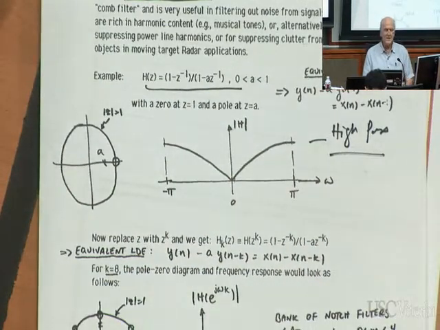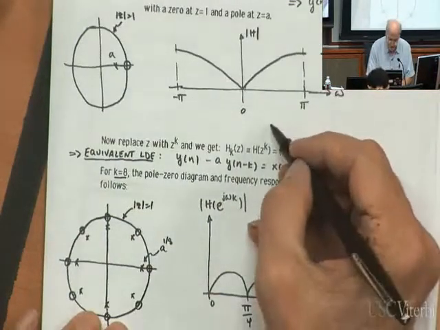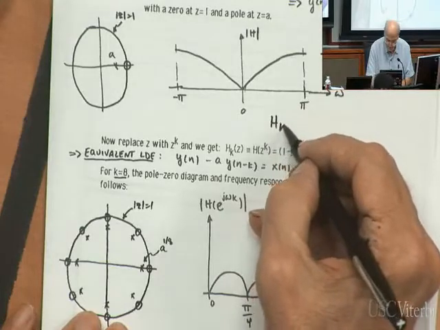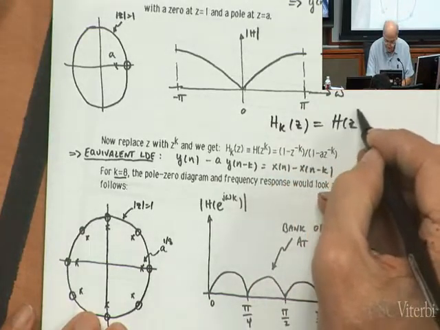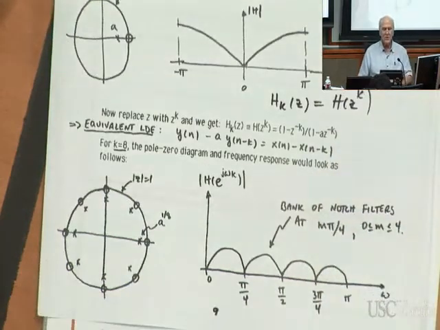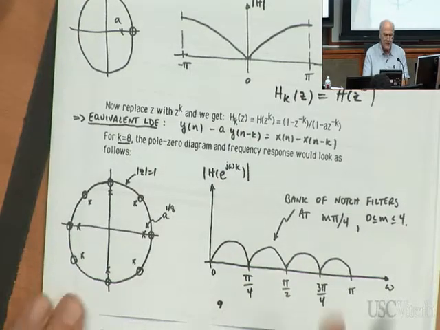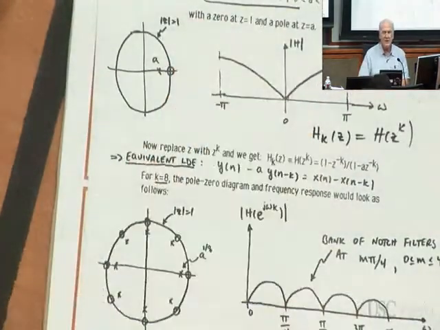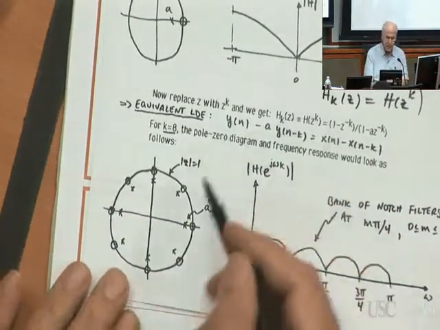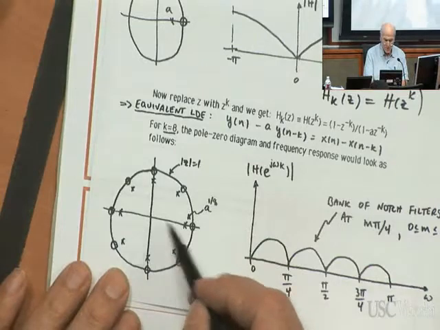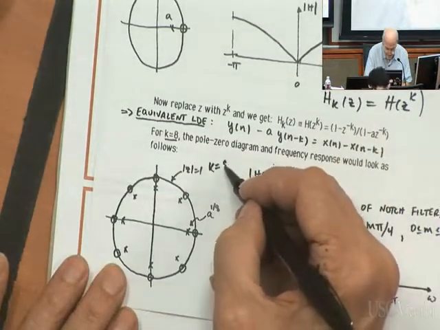Interesting, maybe not so interesting. Aha! But let's let h sub k of z equal h of z to the k. That looks a little more interesting. And if you plot that out for k equal 8, you have a pole-zero pair here for h of z, but when you look at h of z to the k, guess what? Those pole-zero pairs get replicated. This is an example with k equals 8.